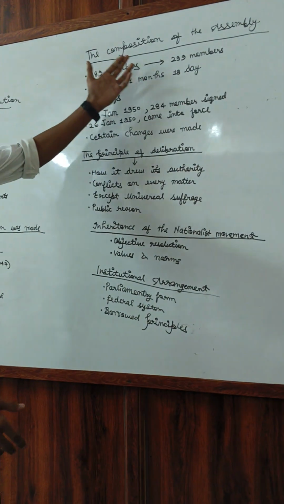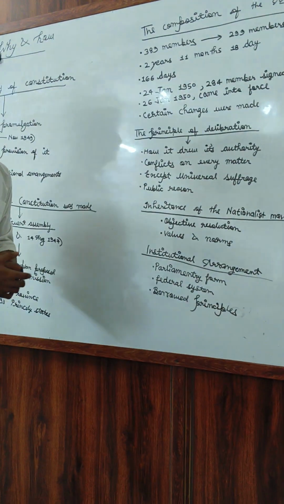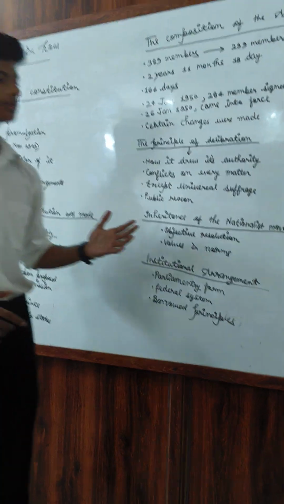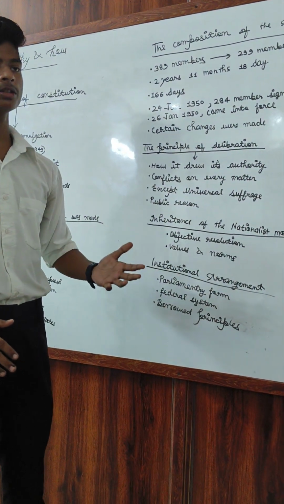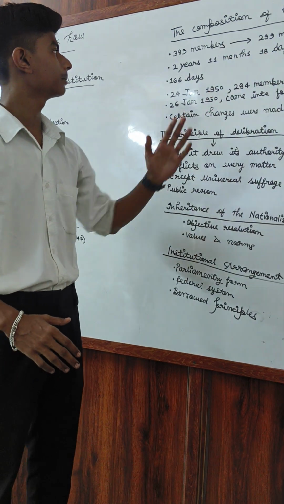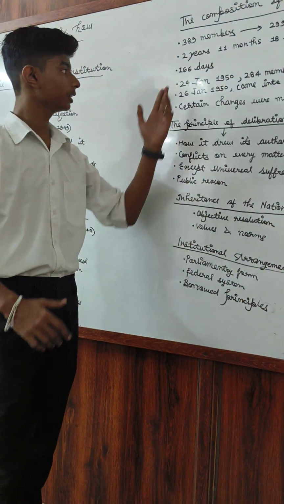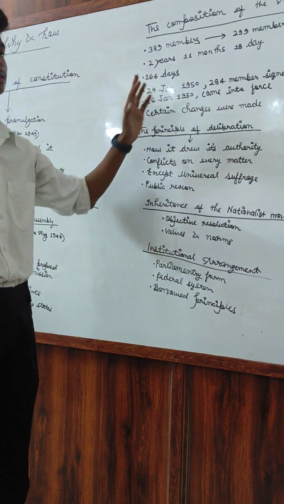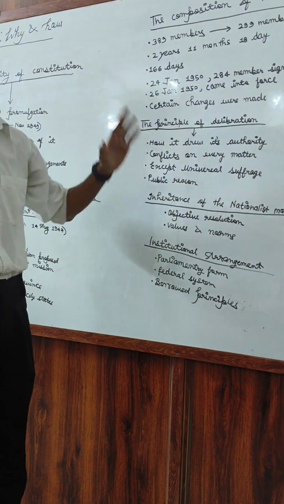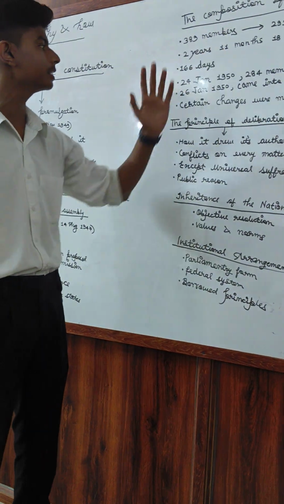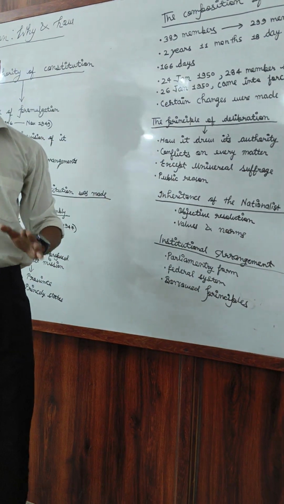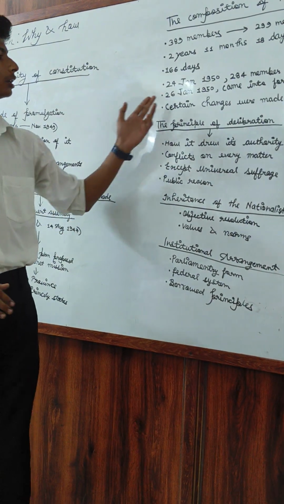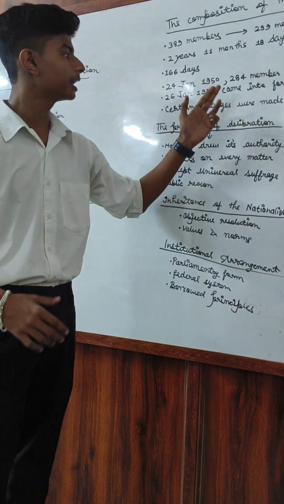Now let us come to the composition of the assembly. At the time when India and Pakistan were not divided, the assembly contained 389 members, but after India was divided, it contained 299. The constitution was made in 166 days of meetings, spread over 2 years, 11 months, and 18 days. On 24 January 1950, 284 members signed the constitution, and on 26 January 1950, it came into force.